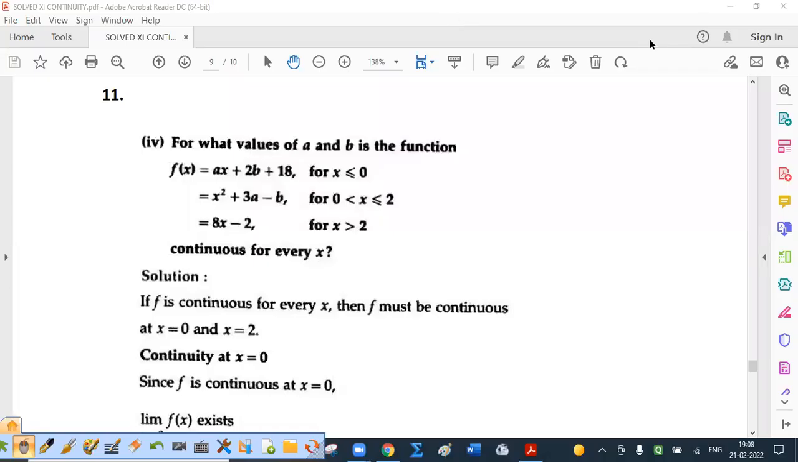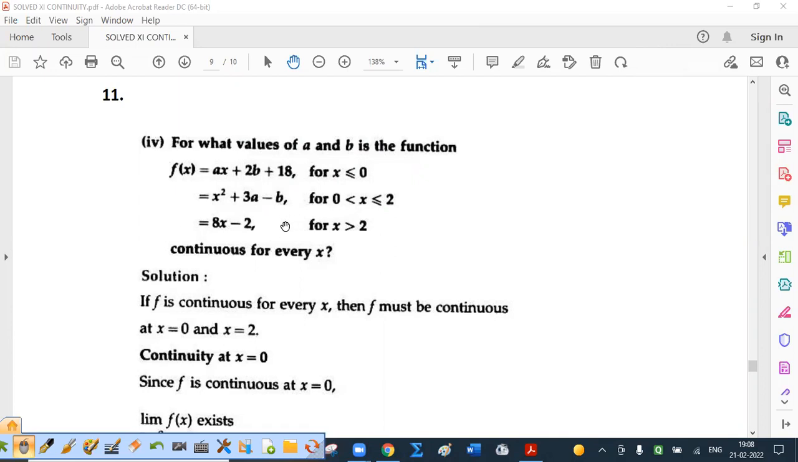11th sum, fourth part. For what values of a and b is the function f of x equal to ax plus 2b plus 18 for x less than or equal to 0, equal to x square plus 3a minus b for 0 less than x less than or equal to 2, equal to 8x minus 2 for x greater than 2, continuous for every x? Now f is continuous for every x, so it must be continuous at 0 and 2.